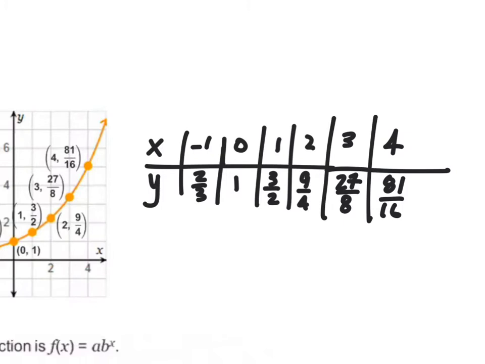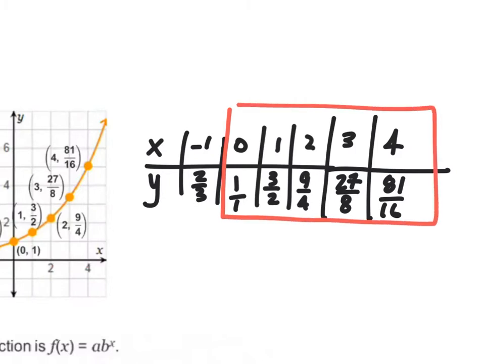Now, what I know is this. I'm going to put this over 1 real quick, and I'm just going to look at the positive values, all right? The way that I can tell and write my function is to think of that formula a times b to the x. Obviously, these numbers are getting bigger, so we have exponential growth.